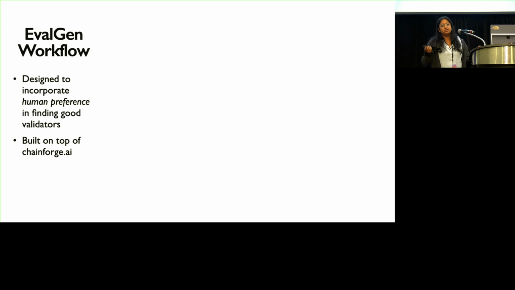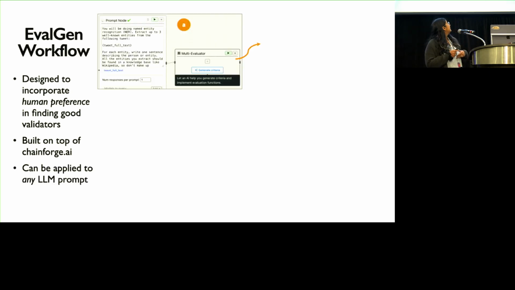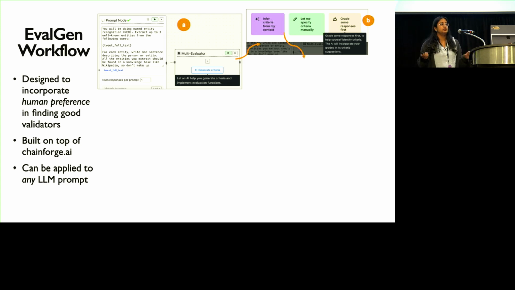All right, so let me describe EvalGen, the workflow. EvalGen is a tool that we built. It was built on top of ChainForge and can be applied to any LLM prompt. We start out by the user creating an evaluator node that they can apply to their LLM chain in ChainForge. The EvalGen wizard will pop up and give the user one of three choices. Ask EvalGen to suggest some criteria based on the prompt, or have the user grade or eyeball some responses to get a sense of the criteria they want, or just write the criteria from scratch themselves.